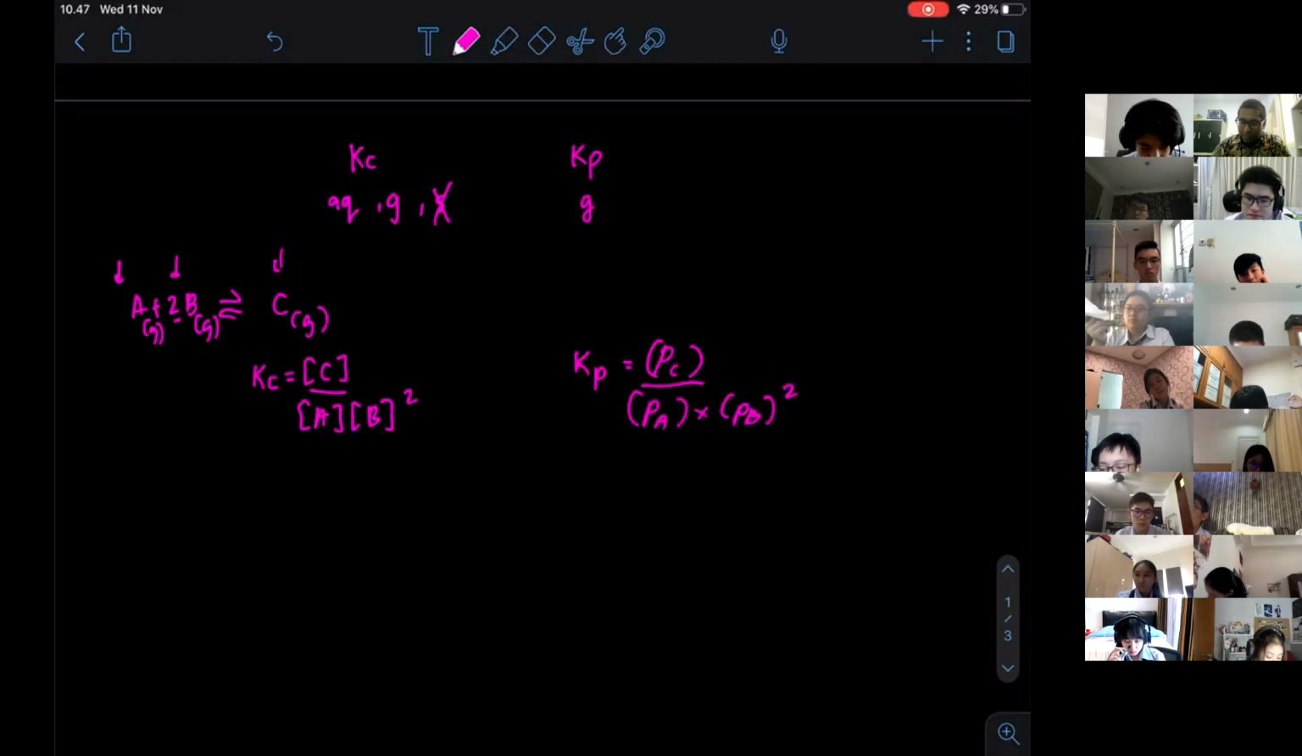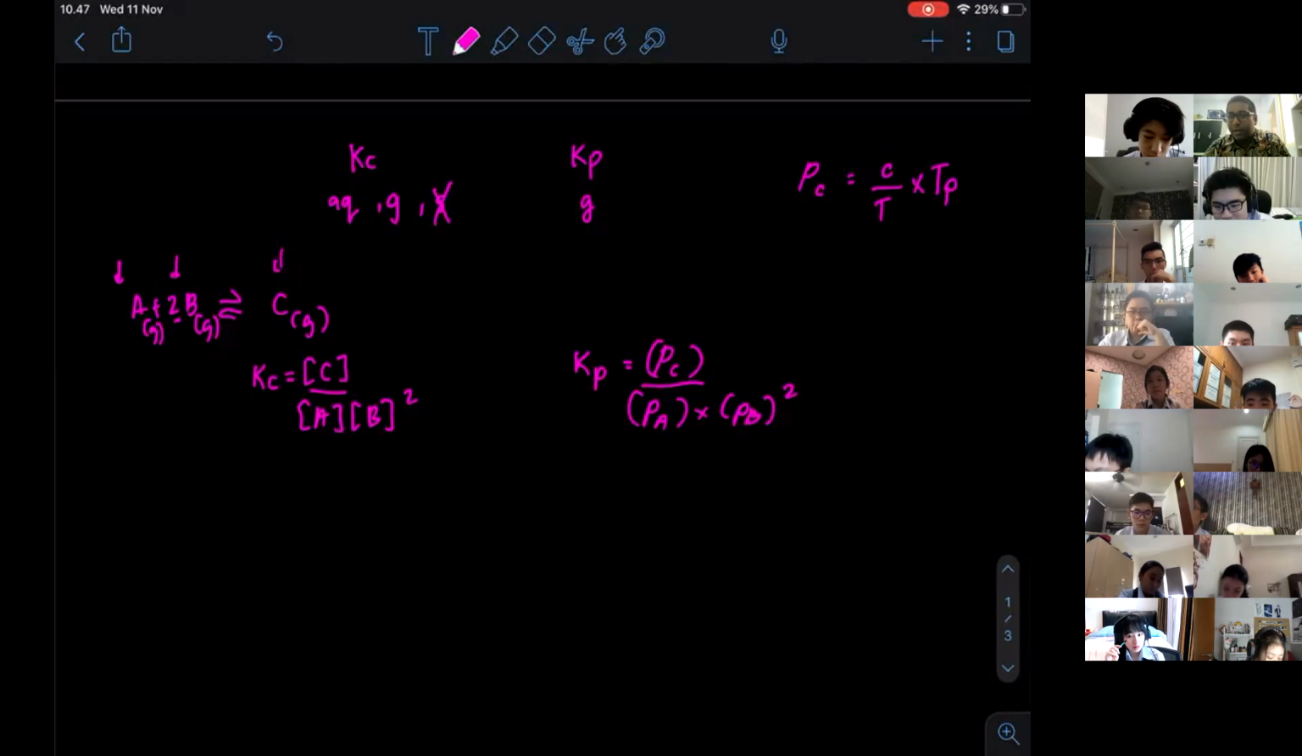And in this case, to calculate the partial pressure of anything, say C, you take the number of moles of C divided by the total number of moles in the system, and multiply by the total pressure. Then that will give you the partial pressure. So we have done these examples.